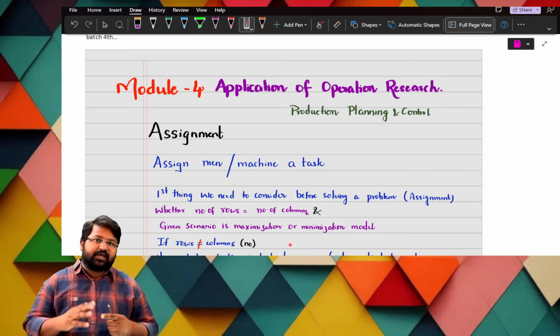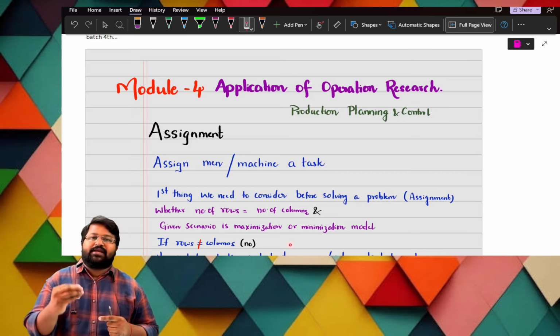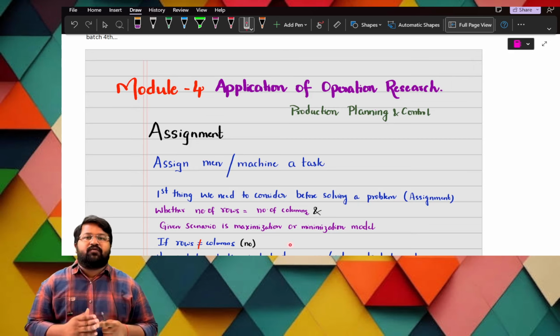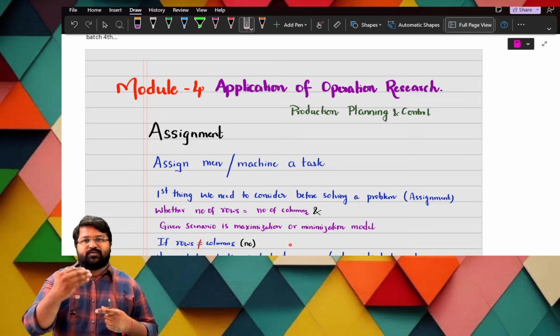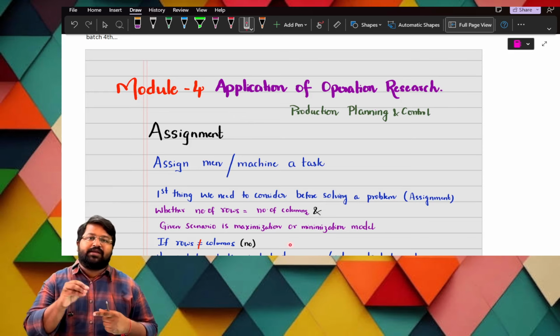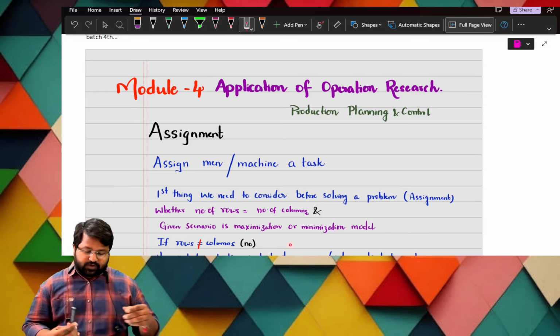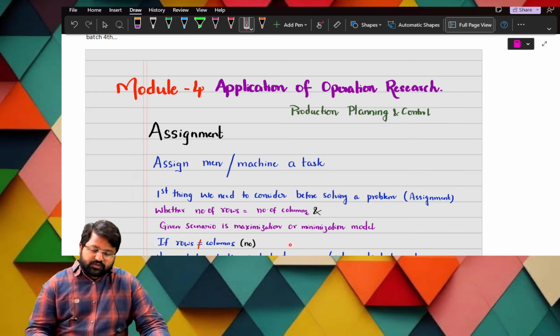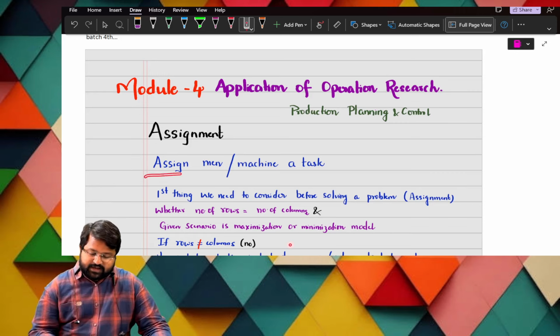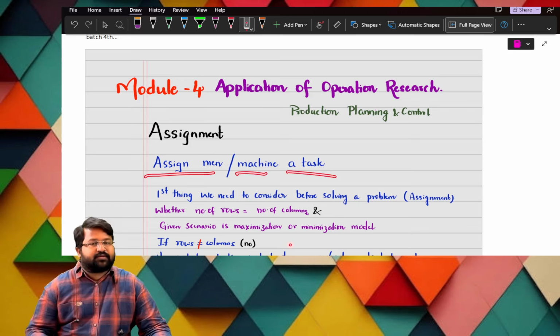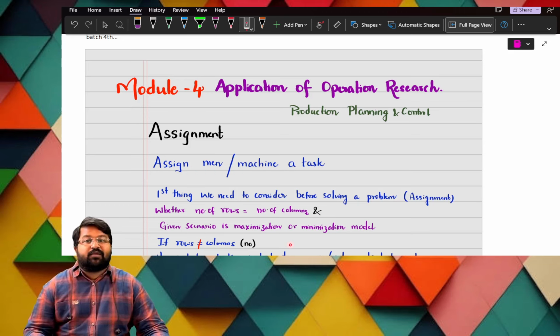In the machine's case also, if you want to assign a task to a machine, we need to think of one thing: what is the time taken by the machine? That also must be considered, and what task has to be assigned to a machine. All these things are informed by the assignment. So now let us enter. What is assignment? Assign men or machine a task so that our cost will be minimum.